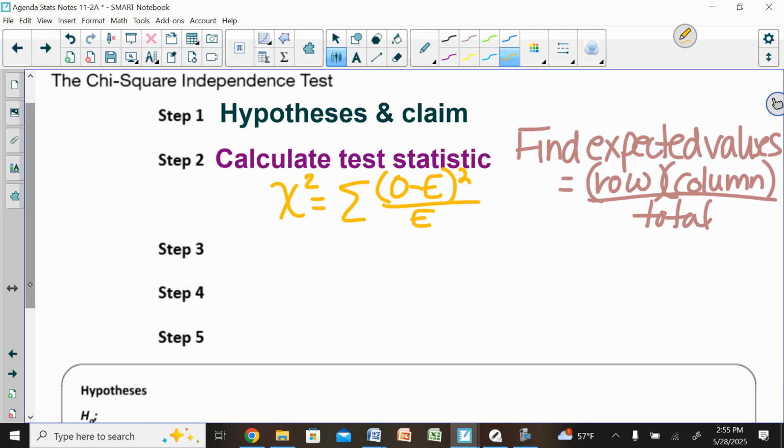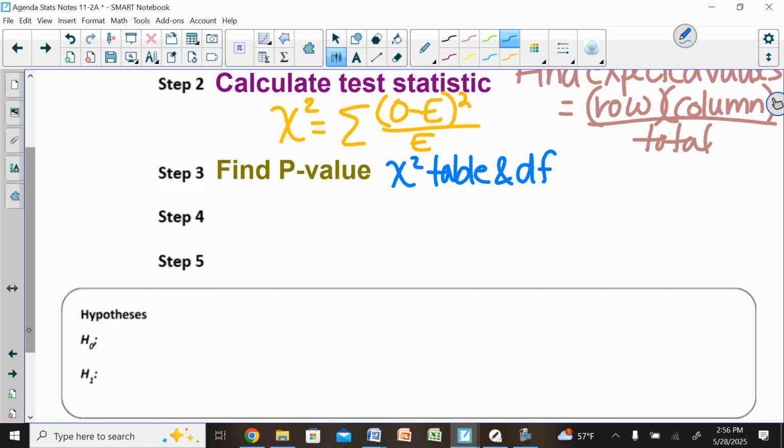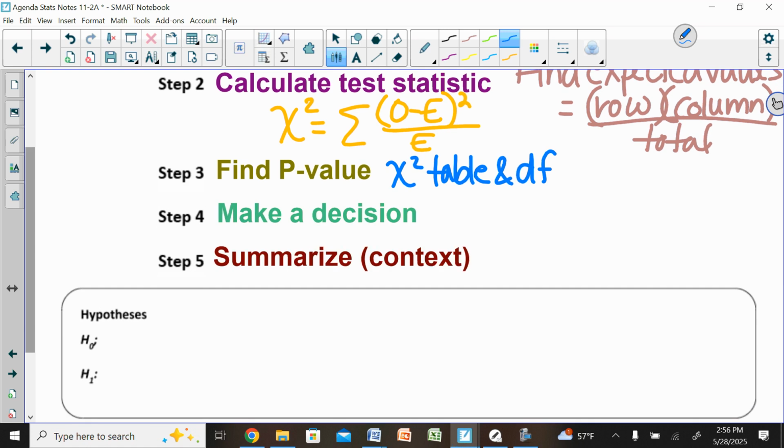Once we've done that, the bulk of the work is done. Step 3, we find our p-value. The p-value requires us to go to our chi-square table. And don't forget about the new degrees of freedom, which is number of columns minus 1 times number of rows minus 1. Step 4, make a decision. And step 5, summarize. Make sure you use context. And I'm hoping you remember that for making a decision, if your p-value is less than or equal to alpha, reject H sub 0.